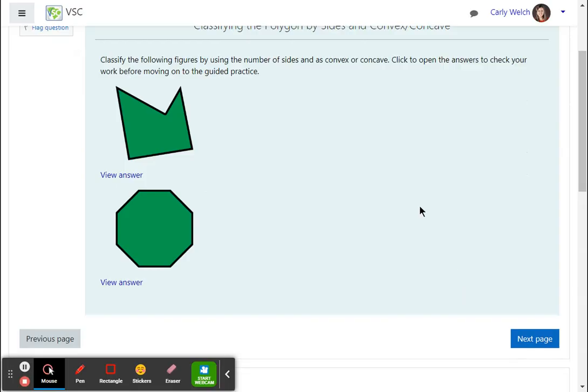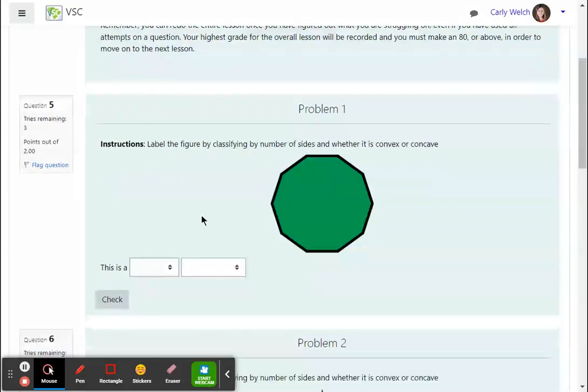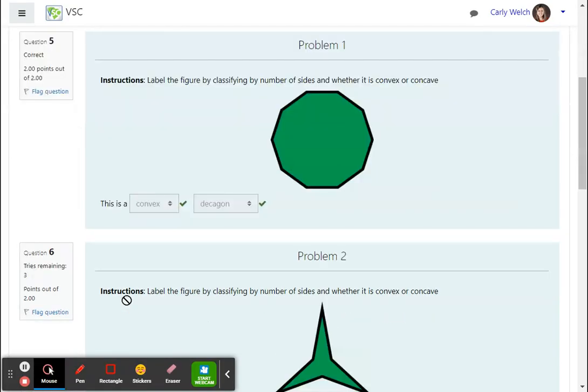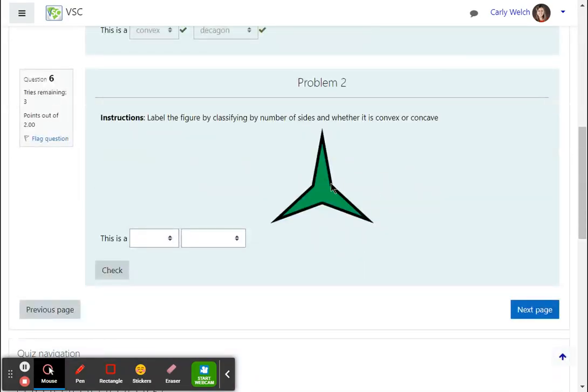Classifying, we're going to classify as concave or convex as well as number of sides. So there's a couple that you can practice on. So this one, each of these point outward. So this is convex, and then we'll count the number of sides. I'm going to start at the top here. So 1, 2, 3, 4, 5, 6, 7, 8, 9, 10. 10 is a decagon. These three vertices point inward, so that is concave. And I have 1, 2, 3, 4, 5, 6 sides, so it's a hexagon.